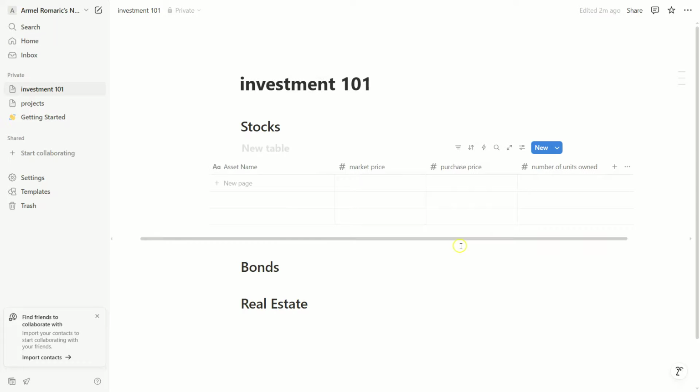Next, create a summary at the top of your page that adds up the total value of all your assets. This is crucial as it gives you a quick snapshot of your total investment worth.